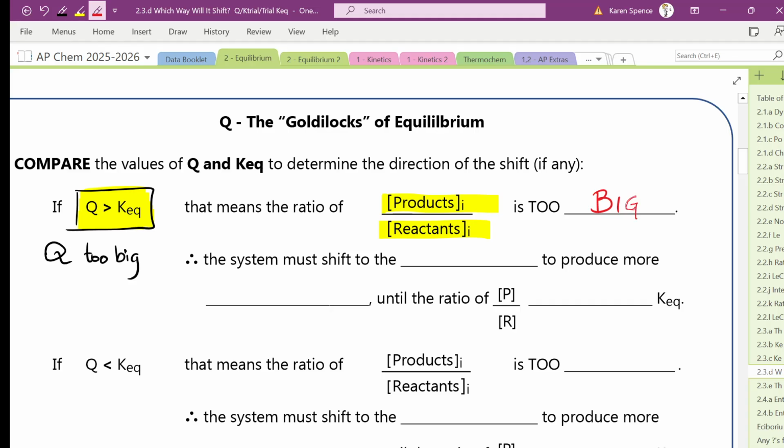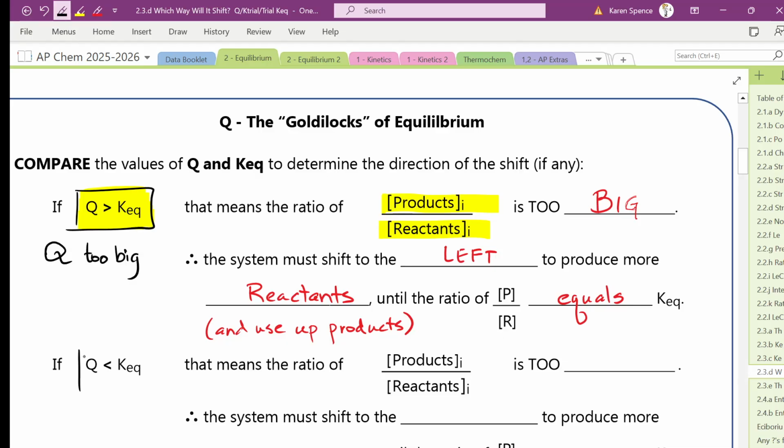And if that ratio is too big, do we want to shift right or left? We want to shift left because we want to shift away from products. We want to make the top number smaller and the bottom number bigger to make the entire ratio smaller. So we must shift to the left in order to produce more reactants and use up products, until the ratio of products to reactants equals Keq.